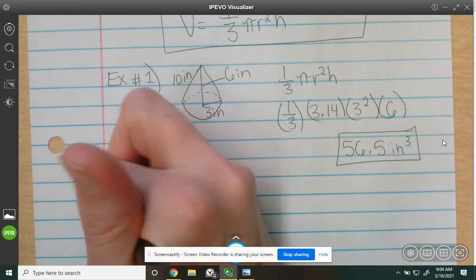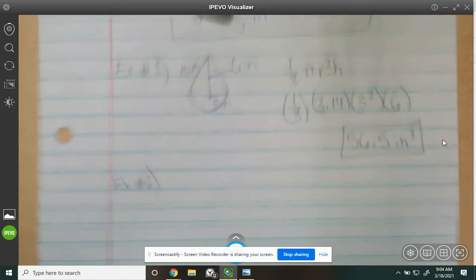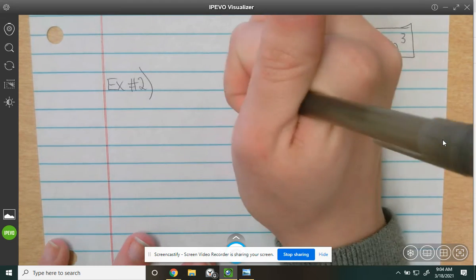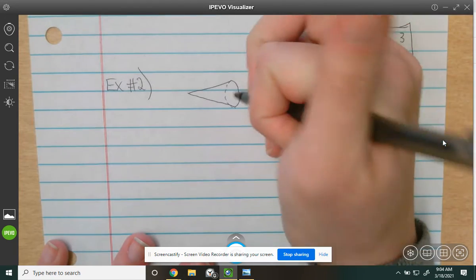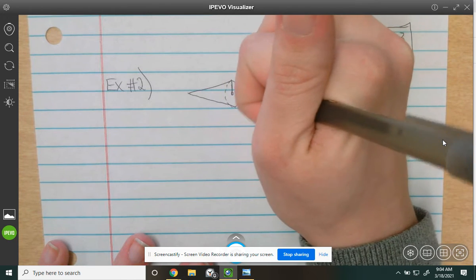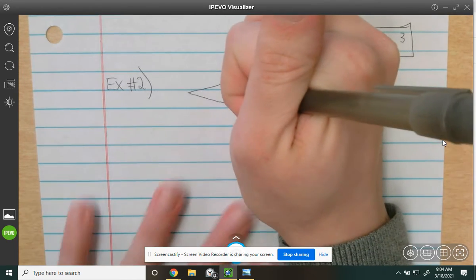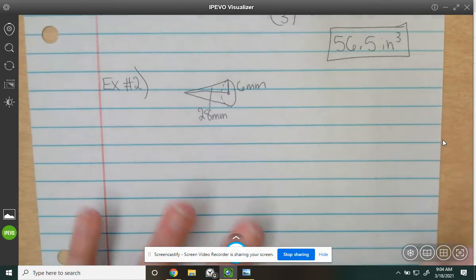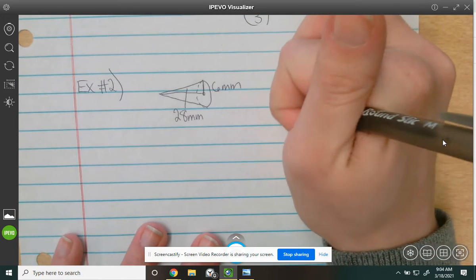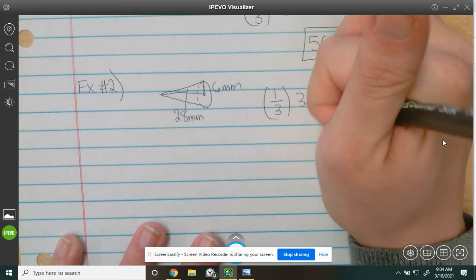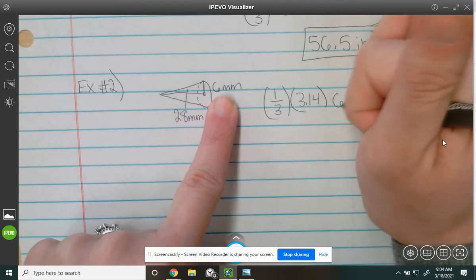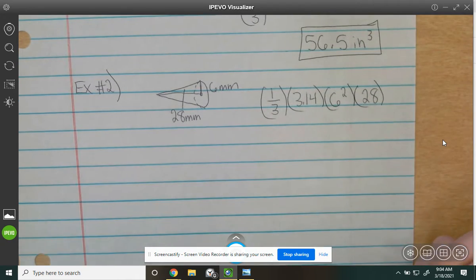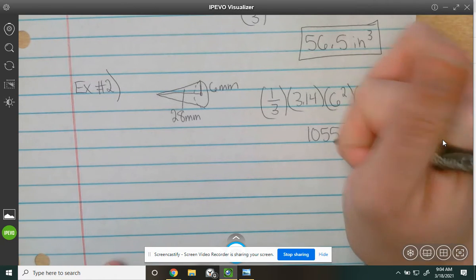All right, example number 2. Let's draw a sideways cone. Six millimeters. And we'll make that 28 millimeters. So once again, I have my 1/3. I know pi is 3.14. My radius is 6. And my height is 28. So type that in, and you should get this.